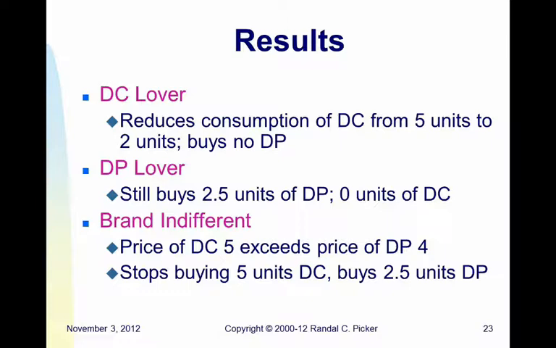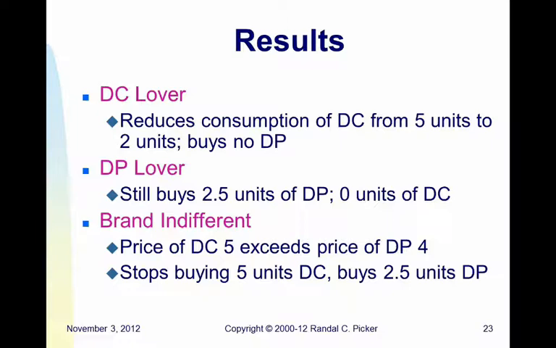They were buying 2.5 units before at a price of 4 for Diet Pepsi, still not interested in Diet Coke. No change there. But the indifferent consumer, now we've seen a tipping over, right? It had been the case before that the price of Diet Coke was lower than the price of Diet Pepsi. Now the price of Diet Pepsi is lower than the price of Diet Coke. This person stops buying Diet Coke, so the quantity of Diet Coke drops, and then buys Diet Pepsi.